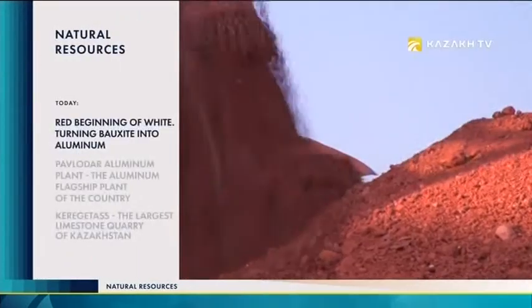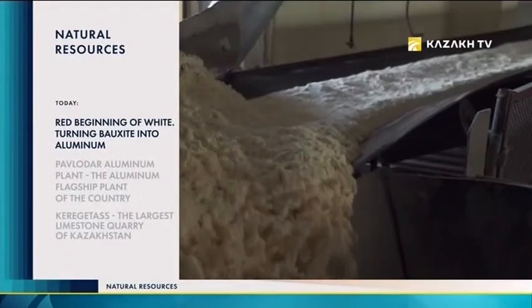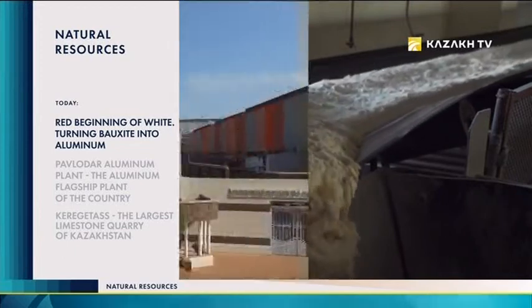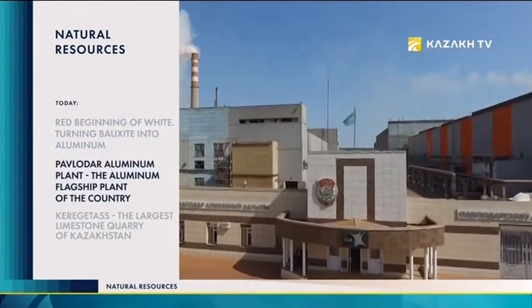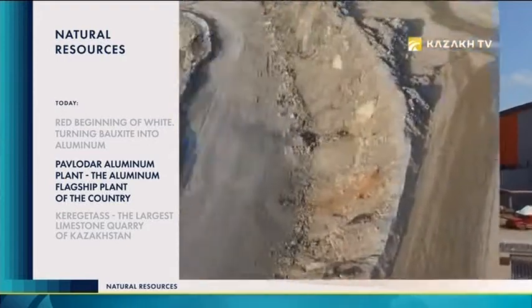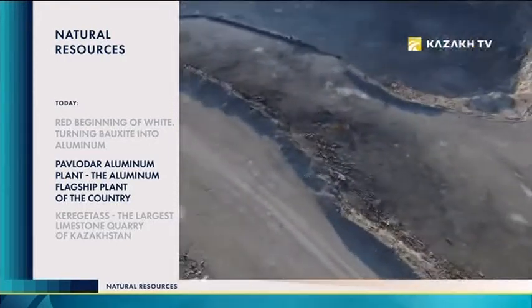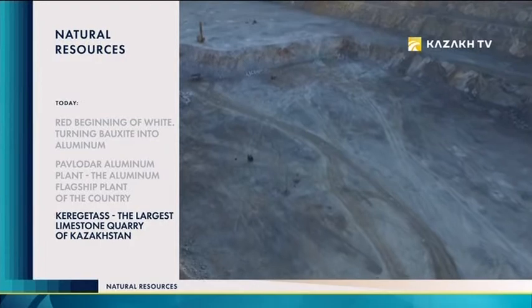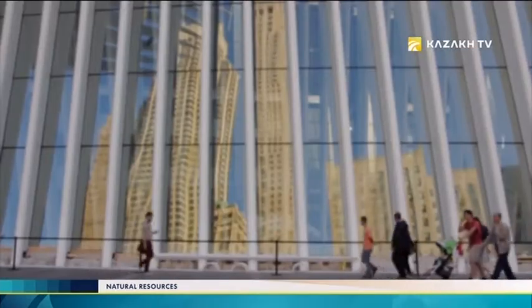Today on the program, red beginning of white, turning bauxite into aluminum. Pavlodar aluminum plant, the aluminum flagship plant of the country. Kergetas, the largest limestone quarry of Kazakhstan.